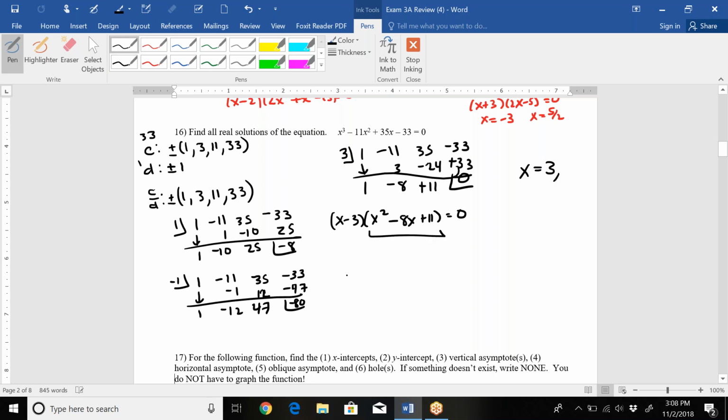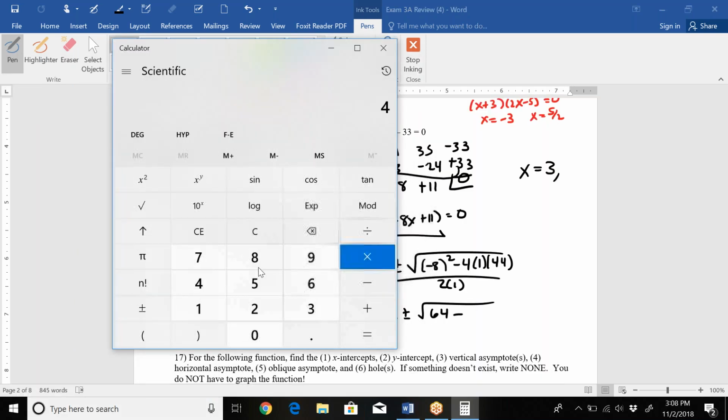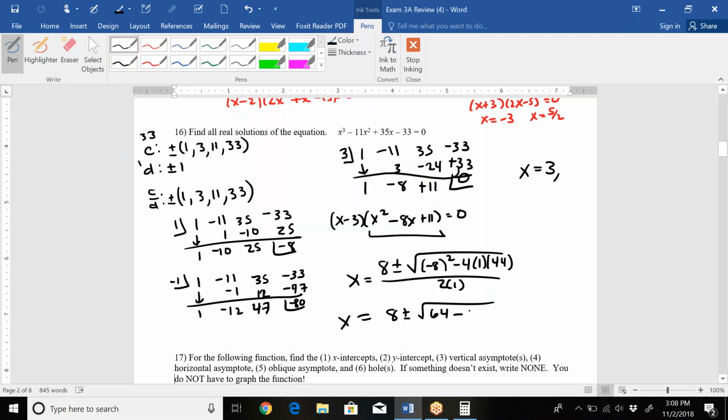To solve this, I'm going to do x equals negative b plus or minus square root of b squared minus 4ac all over 2a. So that's plus or minus the square root of 64 minus, what is that? 4 times 44. Looks like this one might be imaginary. That's 176.